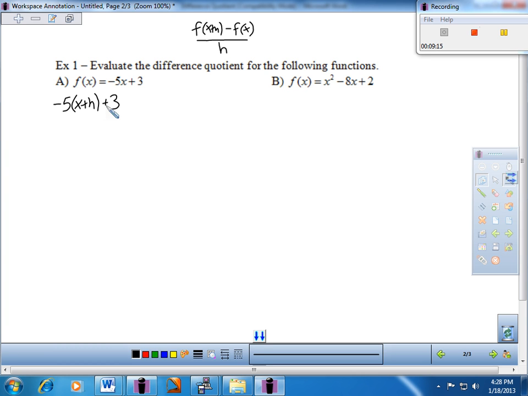Good. Now again, just a couple different ways to think about this. I like thinking of it this way: just take your function and replace all of the x's with x plus h. And that's what I did. I took my function and I replaced that x with x plus h. And that's it. There's the top left. Everybody put a minus.